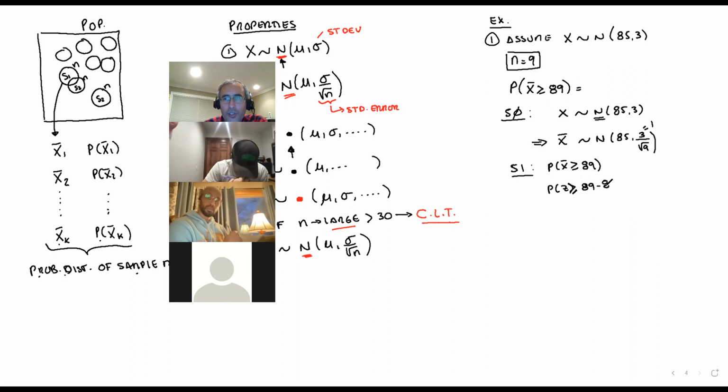Be careful here that I'm using one now. I'm not using the standard deviation, I'm using one. That is the standard error. So why am I using the standard error? Because I'm acknowledging that I have a sample size. I have a sample, I'm not using the population. So this one here is going to be simply the probability of C larger or equal than 4.